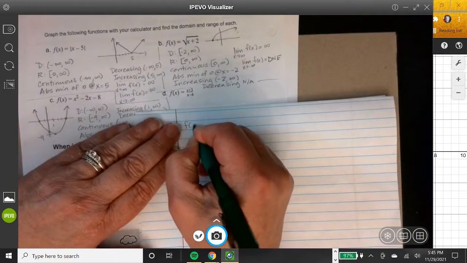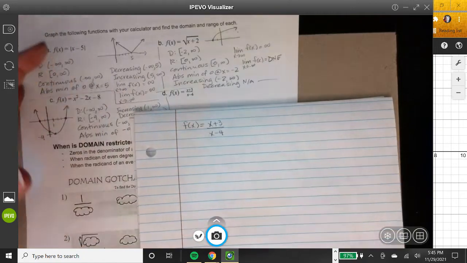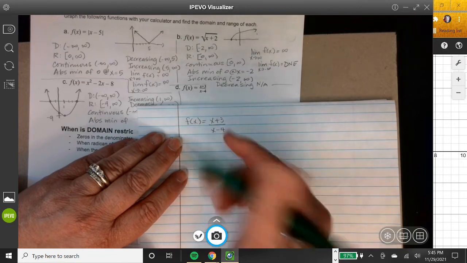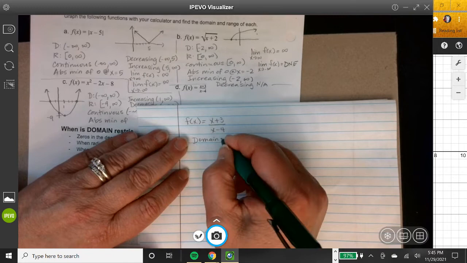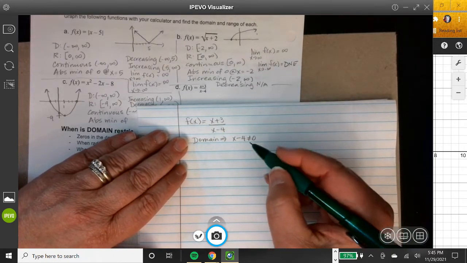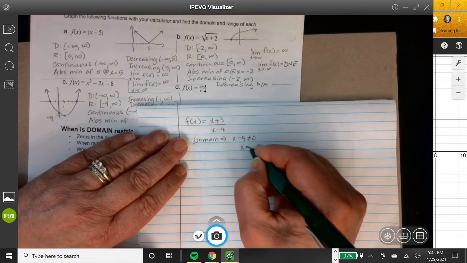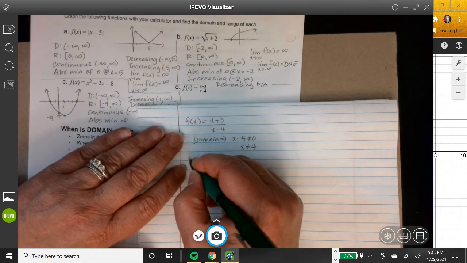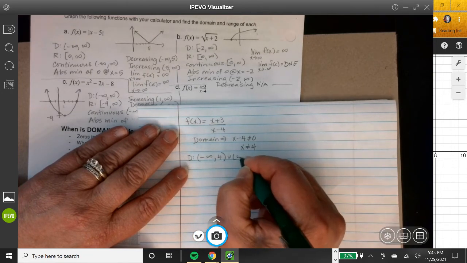We have f of x equals x plus 3 over x minus 4. Now this has a denominator, and the denominator can't be 0. So if I'm going to search for the domain, I know that x minus 4 can't be 0 because it's in the denominator. And so we can say x can't be 4. And so I know that my domain has to be negative infinity to 4 in union with 4 to infinity.